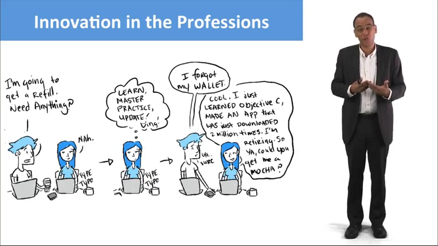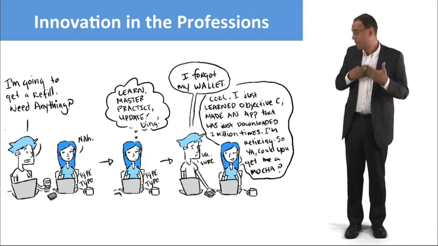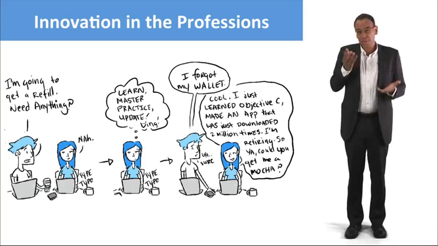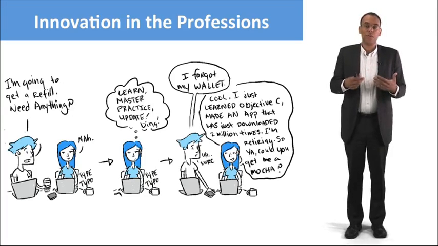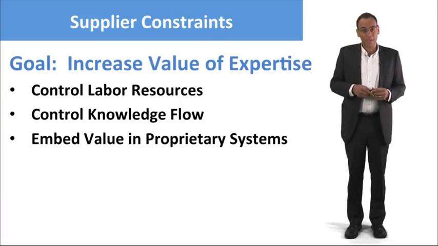You have to be able to learn quickly in order to stay alive, to be able to be a member of this profession. And so those would be the kind of differences that we'd see between the kinds of professions and the constraints that they pose as suppliers in an industry.